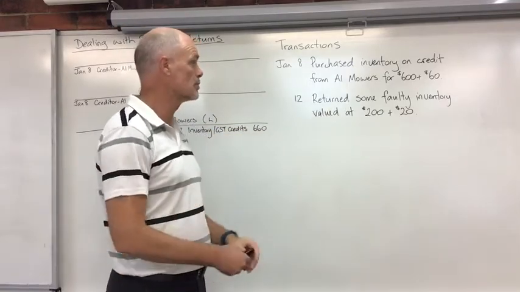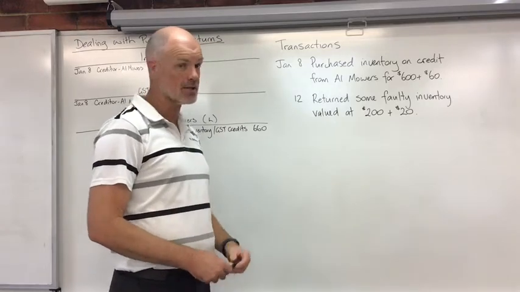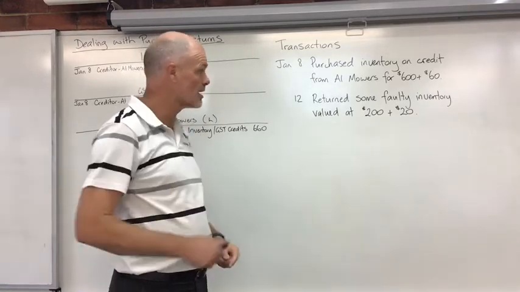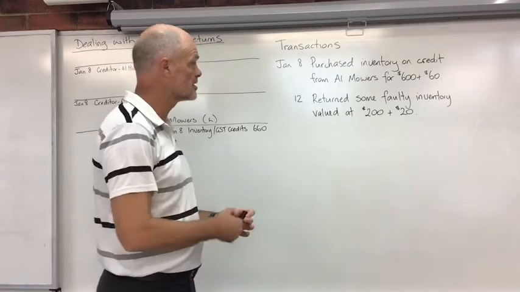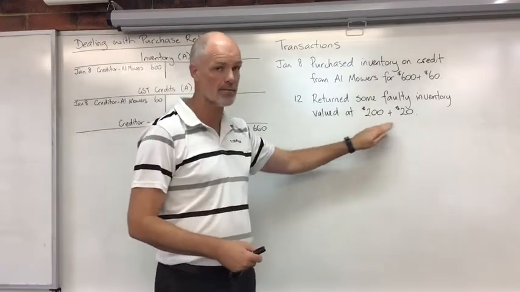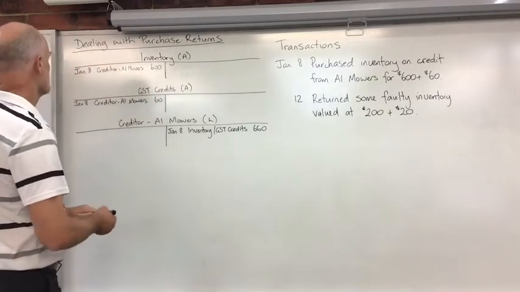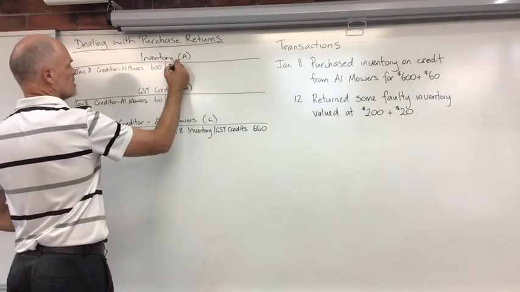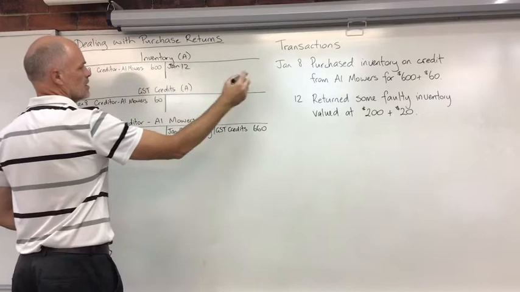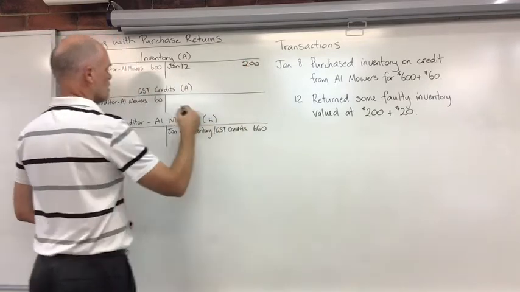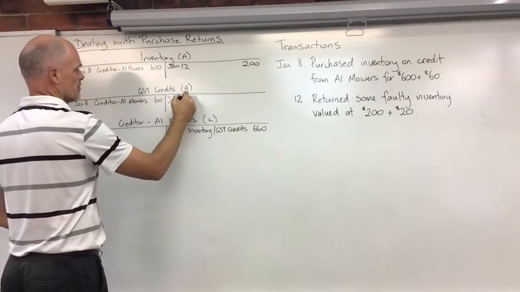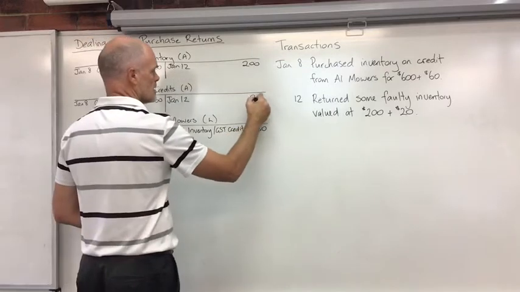So the simple solution is that you simply reverse absolutely everything. Everything goes to the opposite sides using the amounts that you are provided with, so the amounts that have been returned. So on January 12, opposite side of inventory, $200. January 12, opposite side of GST credits, $20.